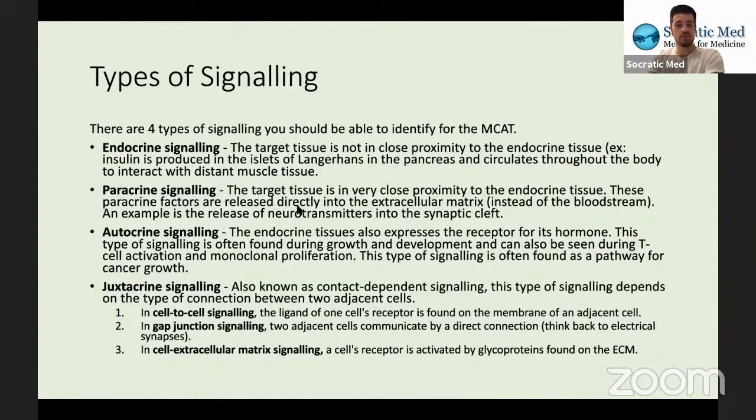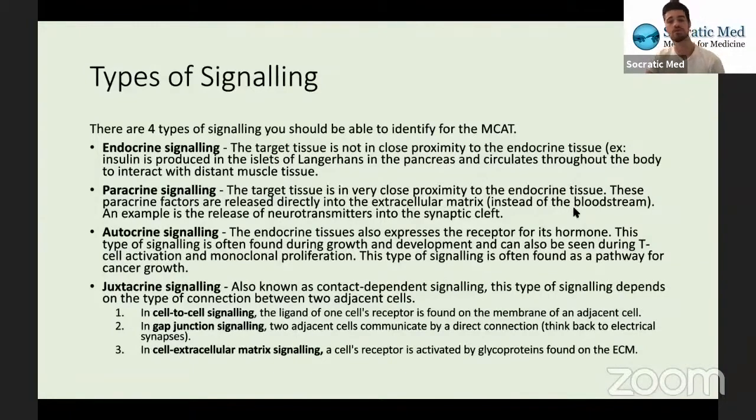The second type is paracrine signaling. The target tissue is in very close proximity to the endocrine tissue. So it's endocrine signaling, but it's just closer. These paracrine factors are released directly into the extracellular matrix instead of the bloodstream. An example of paracrine signaling would be the release of neurotransmitters into the synaptic cleft. They're not touching each other and they're not communicating via electrical impulses. They're communicating through this release of signals. Because they're so close to each other, it's considered paracrine signaling, as one cell relays information to the next.